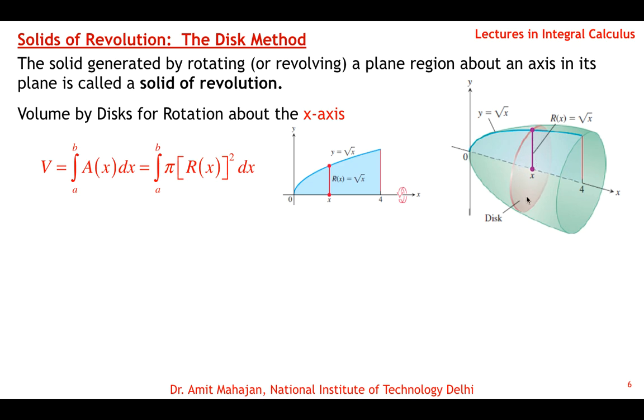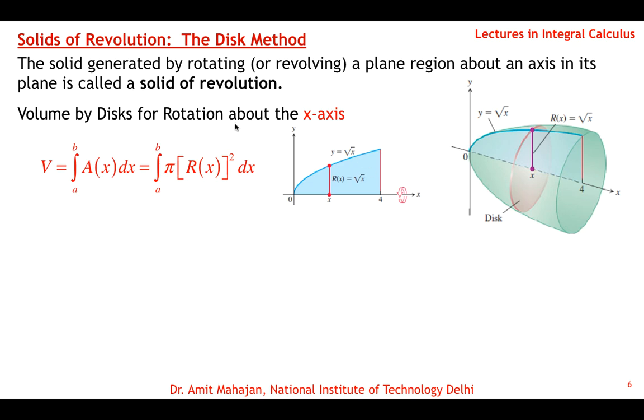And for this disk, the cross-sectional area, we know the area will be pi r square. Pi times radius square is the area of the disk. So if you know the radius, then you can easily write the cross-sectional area, and then the volume can be calculated by integrating the cross-sectional area from point A to point B. So this is the volume by disk for rotation about the x-axis.